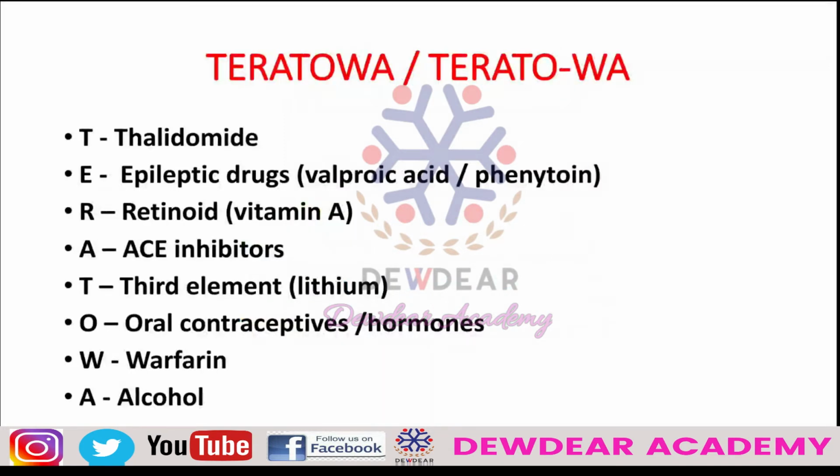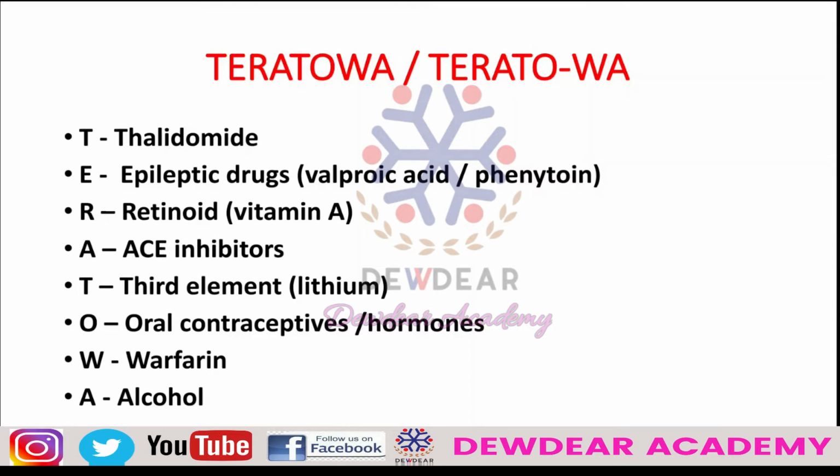So what does this TERATOVA indicate? T is thalidomide. E is epileptic drugs like valproic acid and phenytoin. Then R is retinoids or vitamin A. A indicates ACE inhibitors and T is third element or lithium. Then O is oral contraceptives or hormones. And W indicates warfarin and A is alcohol.